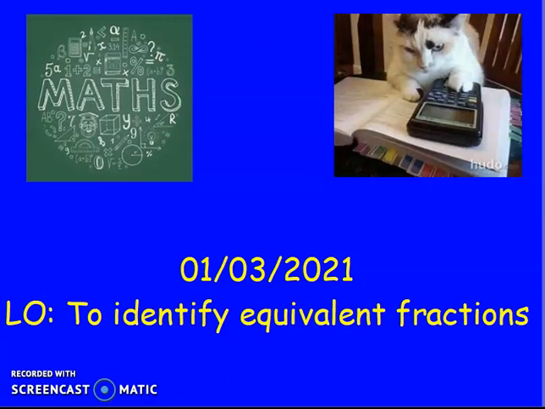Pause the clip to write today's short date, the 1st of March 2021, and the learning objective, to identify equivalent fractions. Write this in your maths book and press play when you're ready to start. Okay, let's get started.